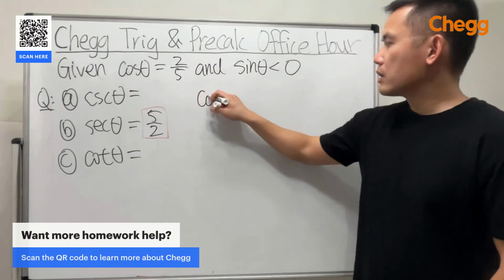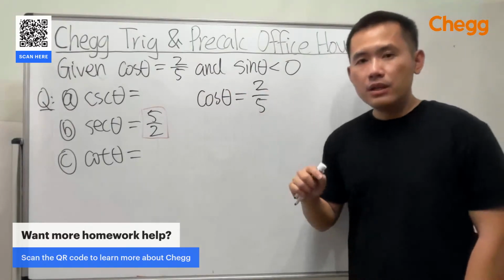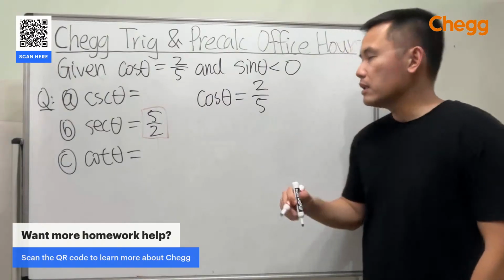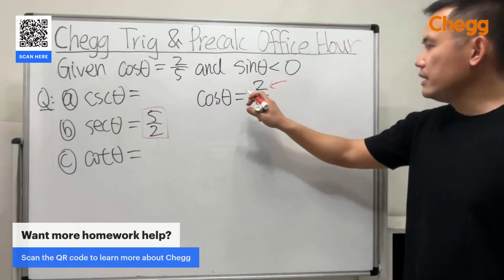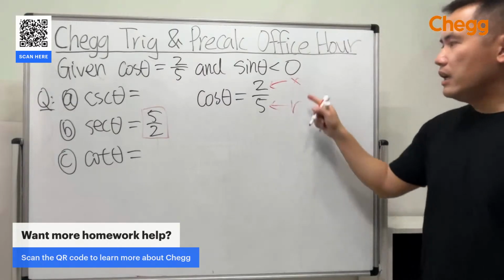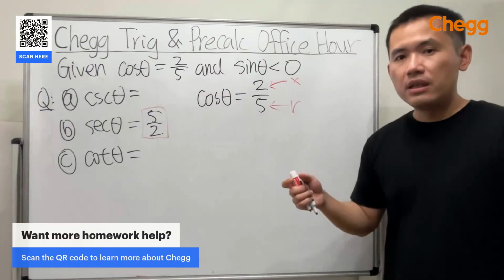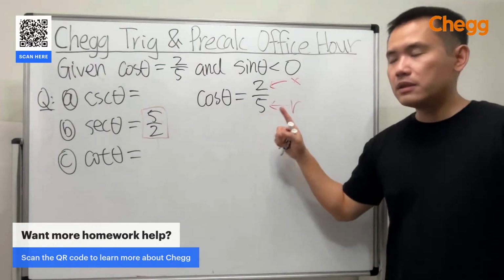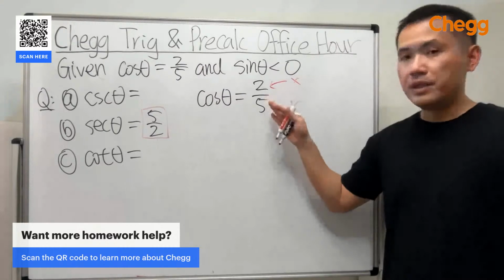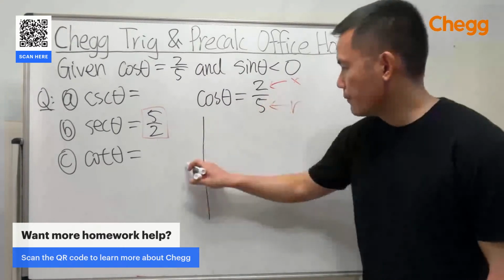We know that cosine theta is equal to 2/5. You can draw this on the xy plane. In that case, you look at the cosine as x over r. X is the adjacent side, r is the hypotenuse. R is always positive, x could be negative, but here we have positive too. So let's have a look.